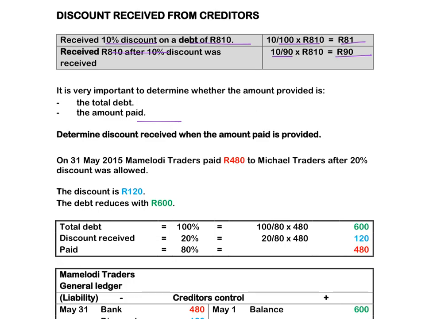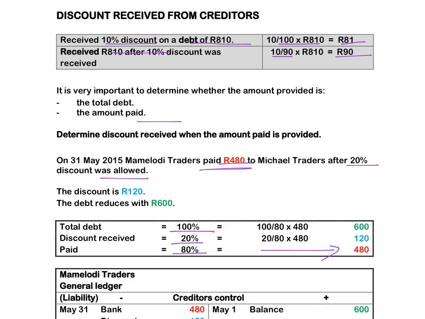On 31 May, Mamelodi Traders paid 480 to Michael Traders after 20% discount was allowed. So the amount given is the amount that we paid. The total debt would be 100%, discount is 20, and we paid 80%. The amount paid was given, so next to the word paid, we will show that 80% equals 480 Rand.